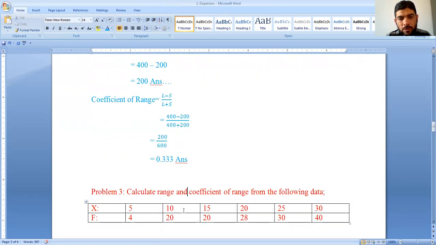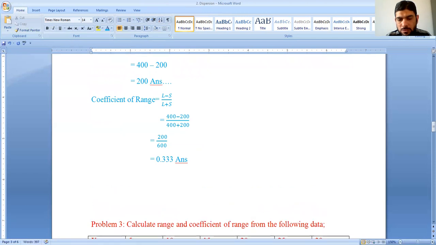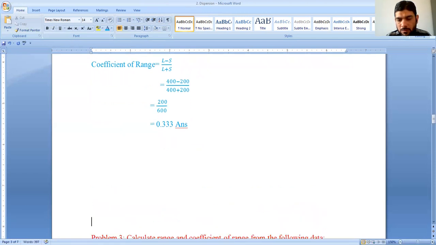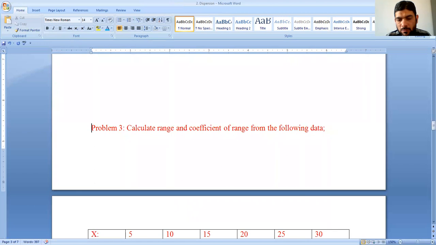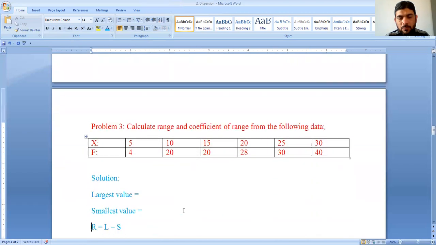In the same way, we may have a question based on a discrete series, and for a discrete series we just have the question in this form. We will have frequency as well with the corresponding x values. These are the values of x: 5, 10, 15, 20, 25, and 30. The frequencies we have are 4, 20, 20, 28, 30, 40.